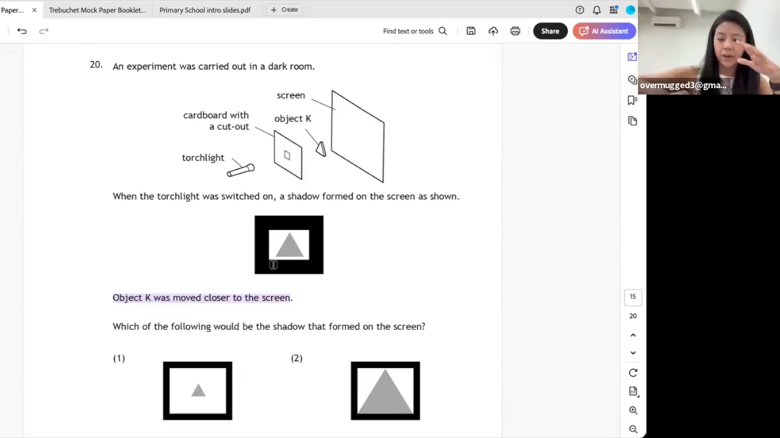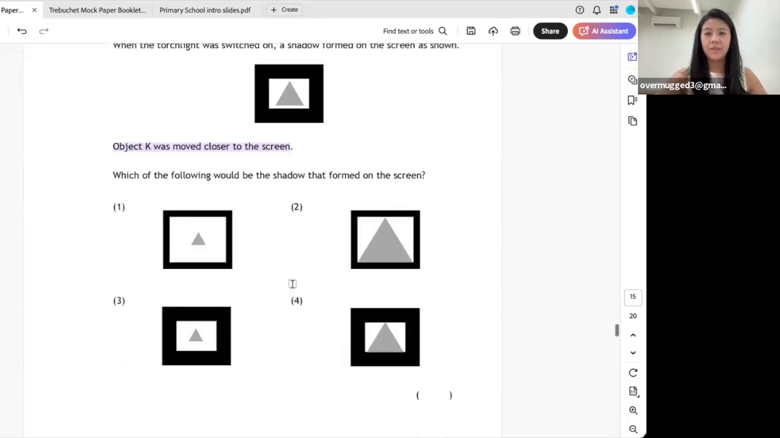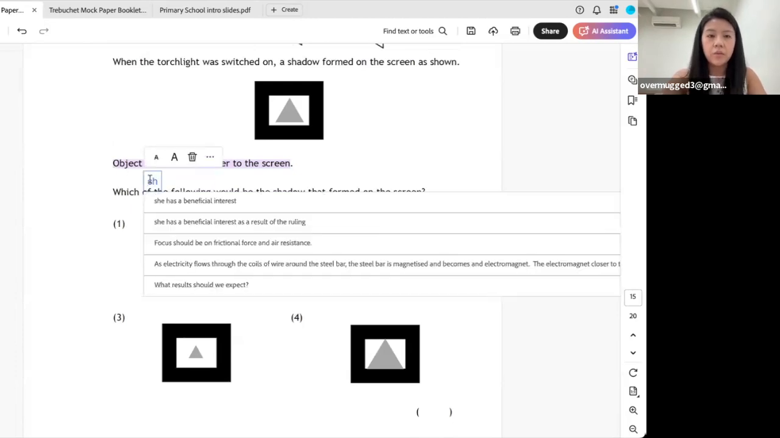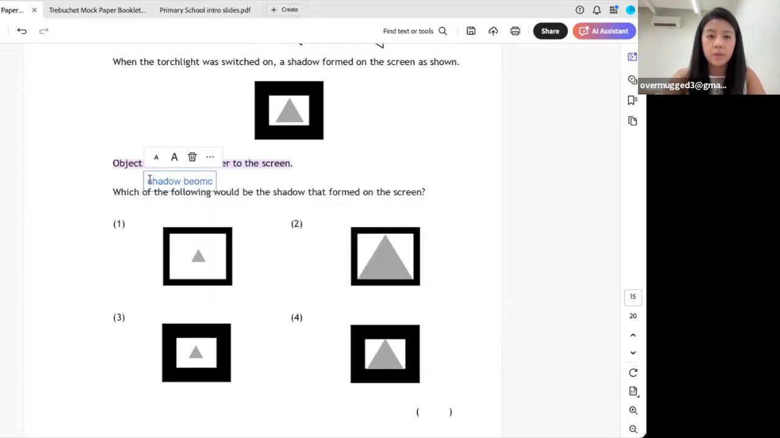I'm sure you have light, you have a screen, which could be your table. When you move your hand closer to the table, what happens to the size of your shadow? Your size of the shadow actually becomes smaller. Okay, so you should annotate shadow smaller. All right.